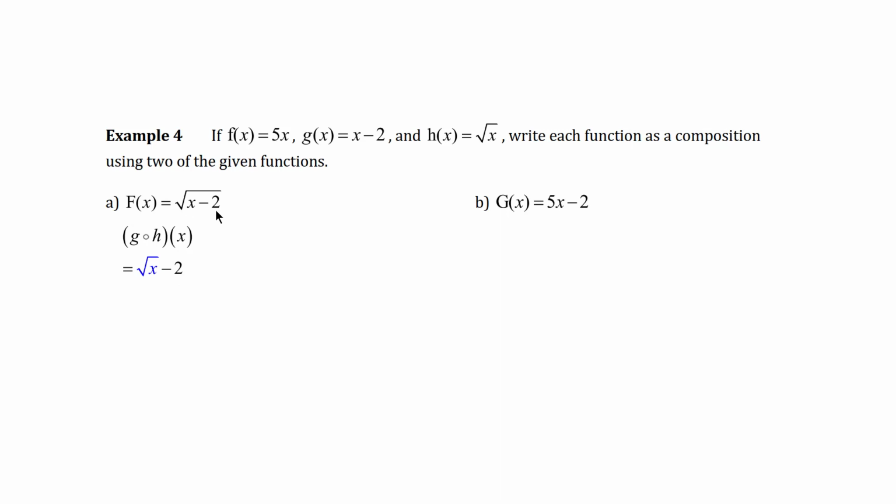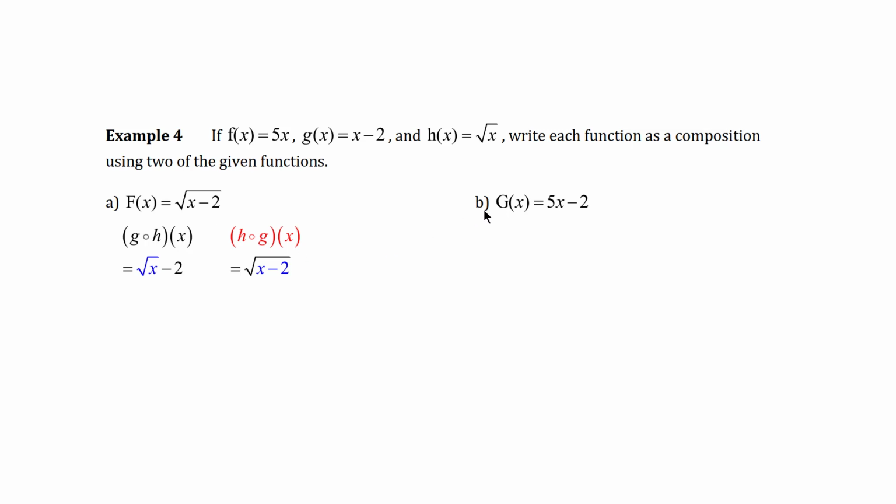So next we'll try the second composition, h composed with g of x. So we take g of x, which is x minus 2, substitute it in for x in the function h. We get the square root of x minus 2, which is the function capital F of x. So the final answer is h composed of g of x.